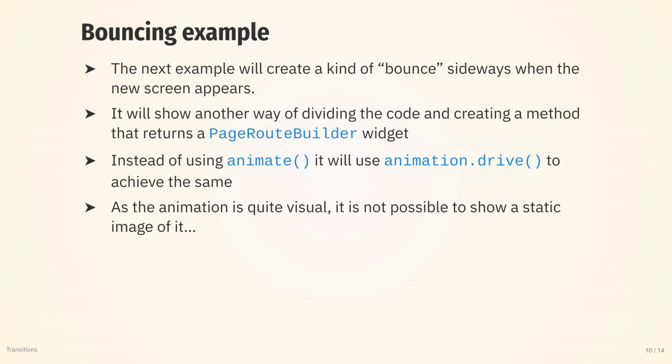As we will be doing here, we want to create some kind of bouncy sideways effect when a new screen appears. And we do that by, again, creating a page route builder, but this time we will refactor it out into its own method, which will return the page route builder, and we use the animation drive instead of just animate. It's quite visual, and we'll see if we are able to get this to work on film.